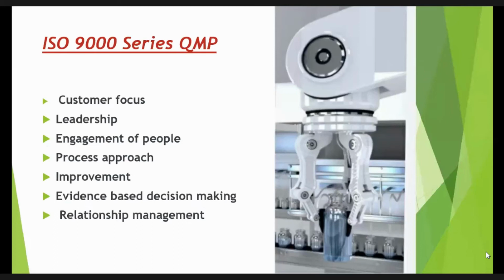ISO 9000 series quality management principles. First one, customer focus. Organizations depend on their customers and therefore should understand current and future customer needs, should meet customer requirements and strive to exceed customer expectations.